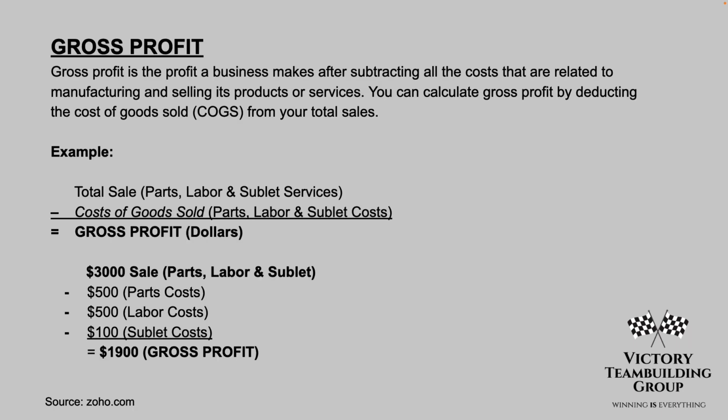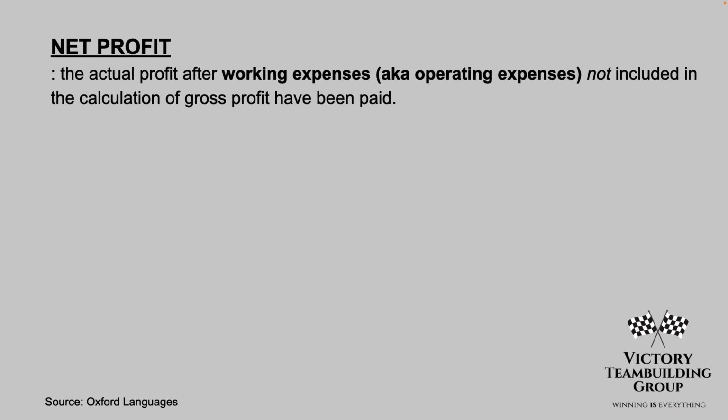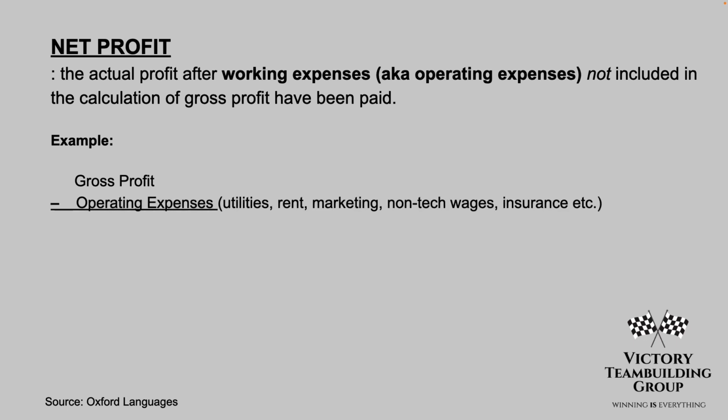Okay, so in gross profit, we're talking about parts, labor, sublet. In net profit, we're talking about all those other working expenses or operating expenses that weren't in the calculation of gross profit. Okay, for example, we have gross profit minus your operating expenses. Okay, and that would include your utilities, rent, marketing, non-tech wages. So any management owners that are working in the business, insurance, all that stuff is your operating expenses. That will give you your net profit dollars.